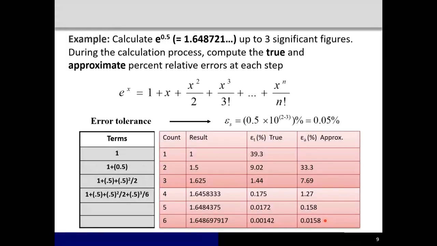What are the steps? I take one term from the formula, I compute ET, I compute EA, and then I compare EA with the error threshold. If the error threshold has not been achieved, I continue, otherwise I stop. This is how it happened that I continued at iteration number 1, 2, 3, 4, 5. But at the 6th iteration, I came to know that EA is less than 0.05%, and that's why at the 6th iteration we stopped.